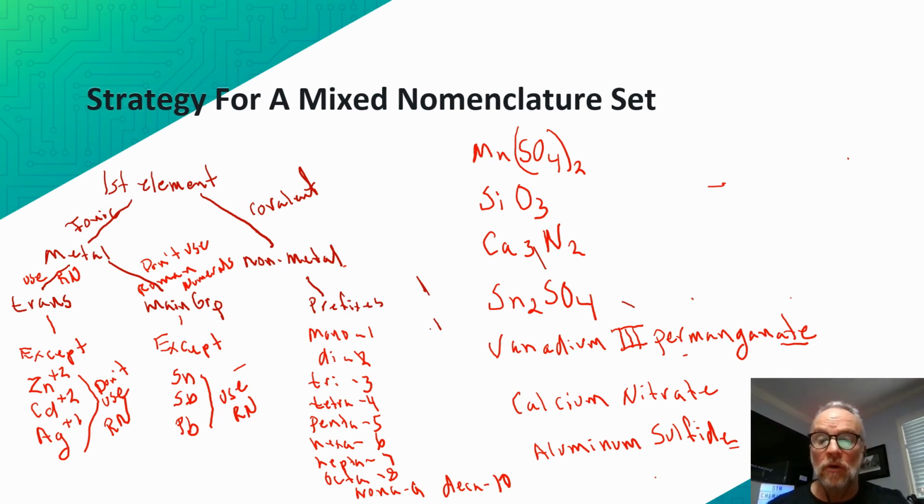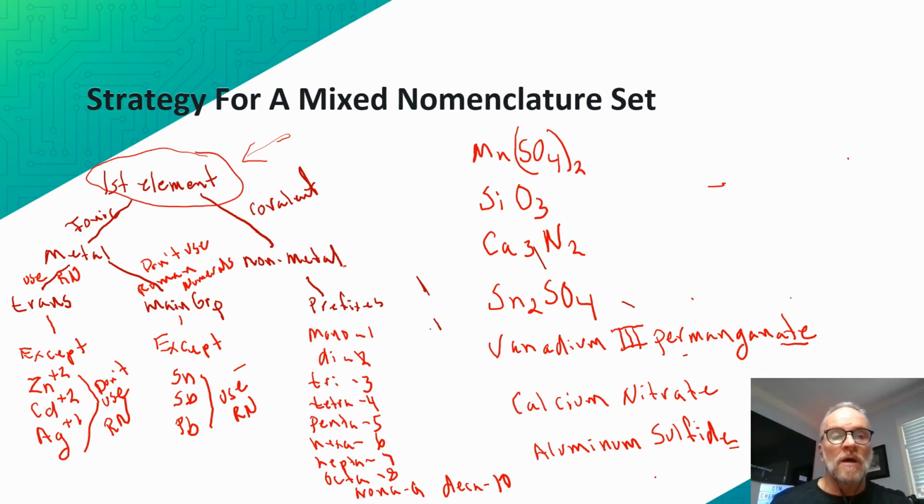mixed nomenclature set. And so what I always do is I keep in mind this flow chart, and I think it's helpful for students when they first start looking at mixed sets to have something to help guide them, and then after they have lots of practice they won't need to refer to the chart. But I've written a chart over here on the left hand side, and it all depends on that first element. So you key in on that first element.